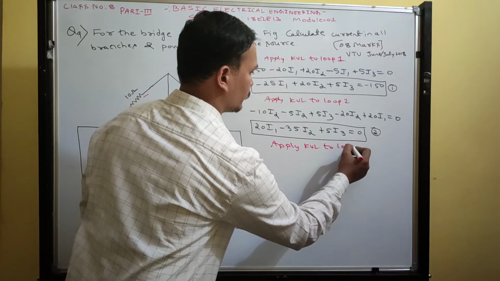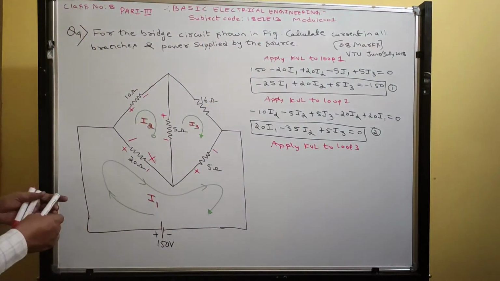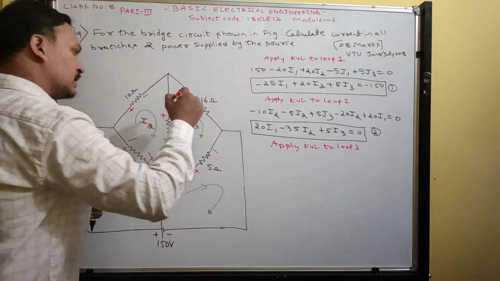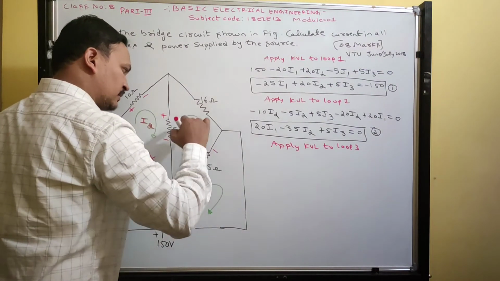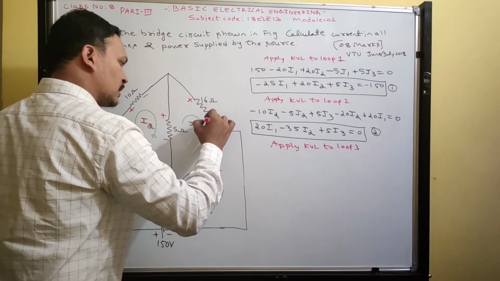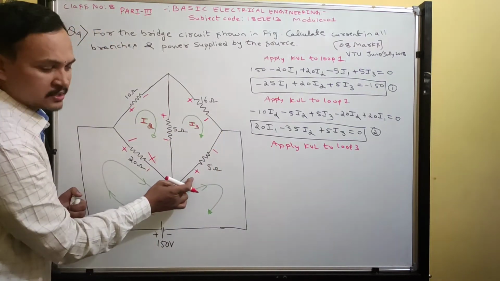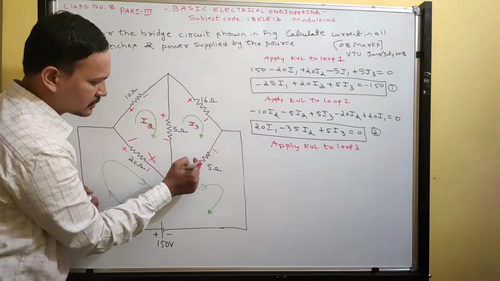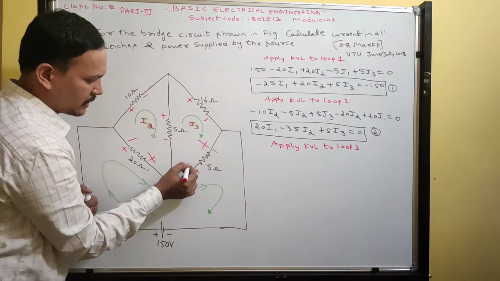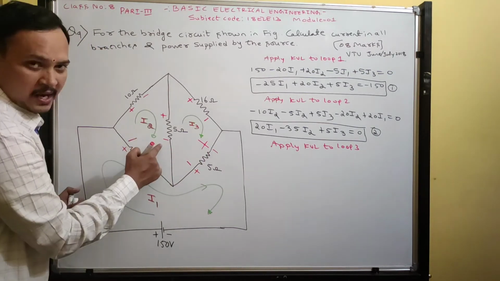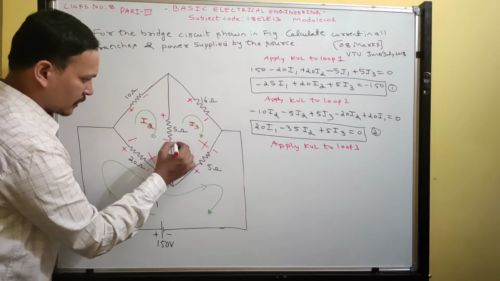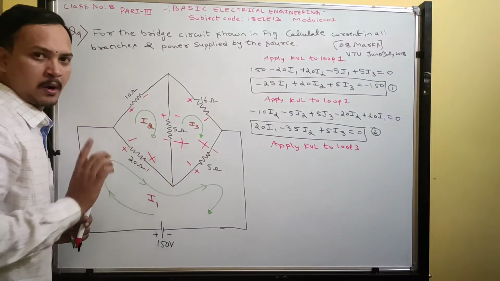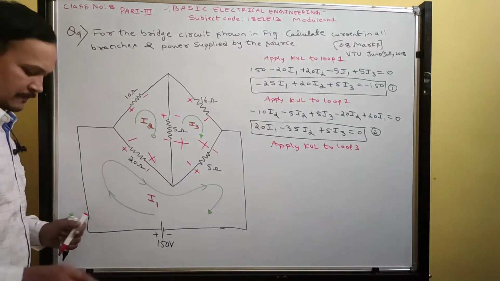Apply KVL to loop 3. Now I am marking polarities for loop 3. See, now current is entering here based on the I3 direction. It enters here, mark plus, leaves minus. Already old polarities are there, so to avoid confusion, you mark it. Current is entering this resistor, mark with bigger polarity, plus and then minus. Now I3 is entering here, mark plus, leaves minus. You should concentrate only on loop 3 polarities. Don't see other polarities.